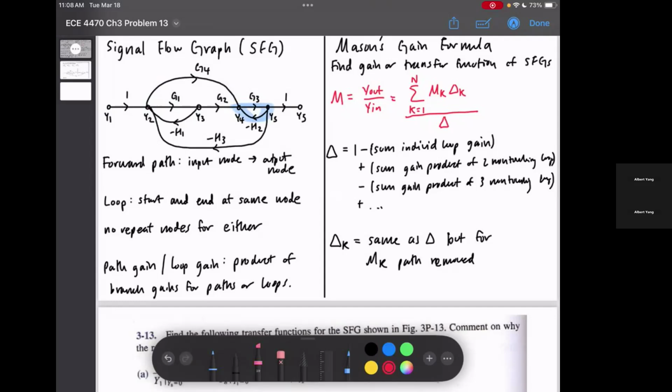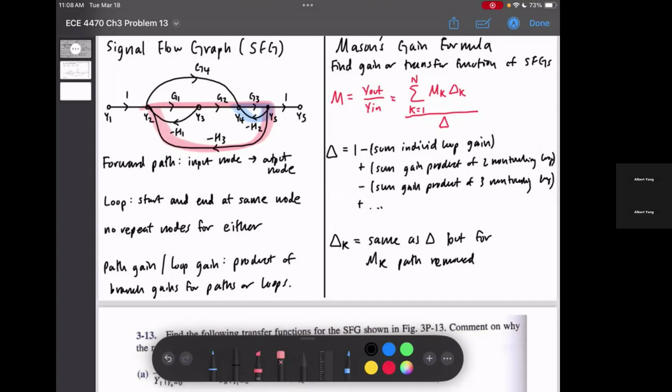And then there's also another one here, the larger one, which would be G1, G2, G3 times negative H3. And then this is relevant for Mason's gain formula that I'm going to go over, where you find the gain or the transfer function of the signal flow graph, where M is your overall gain, also the transfer function, and that's equal to Y out over Y in.